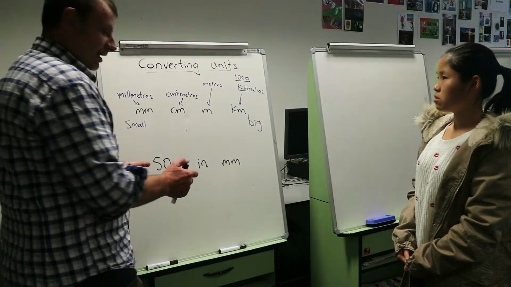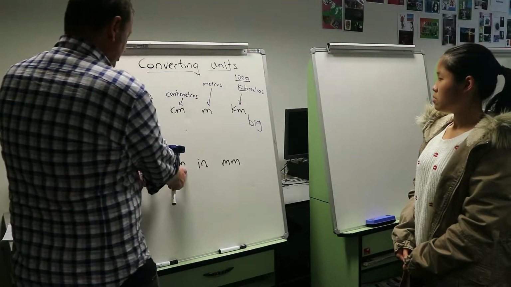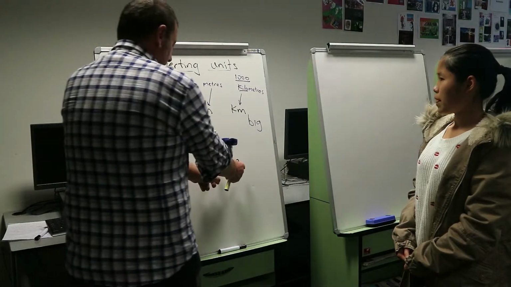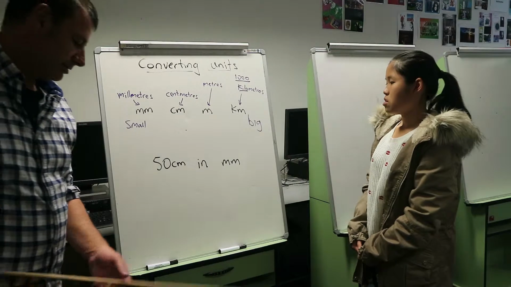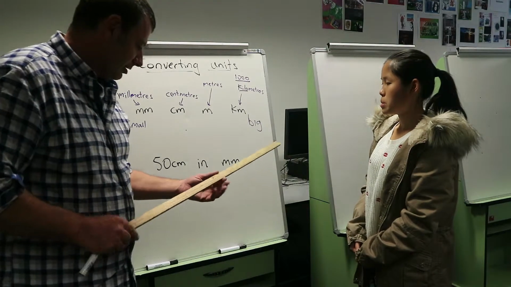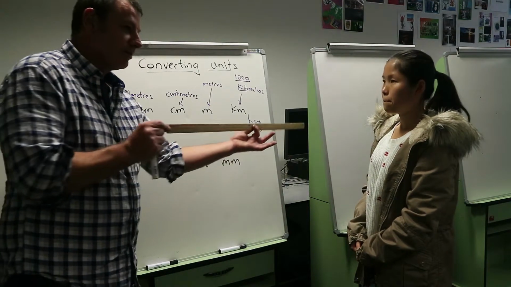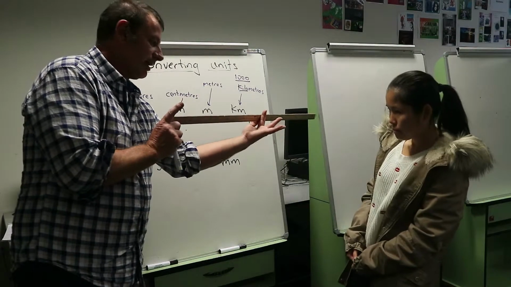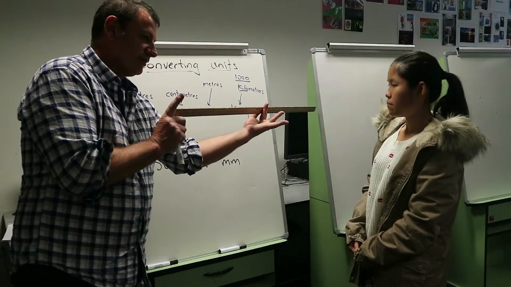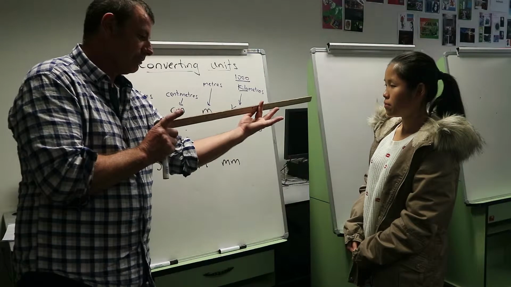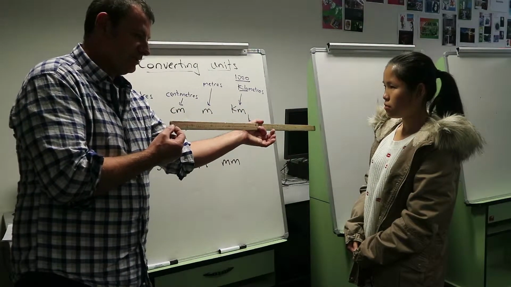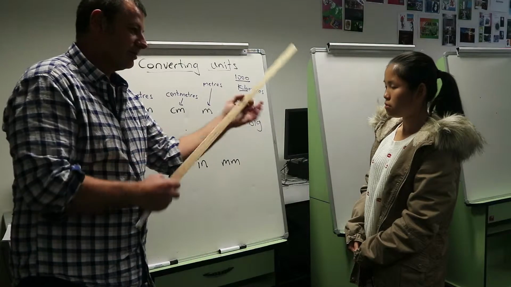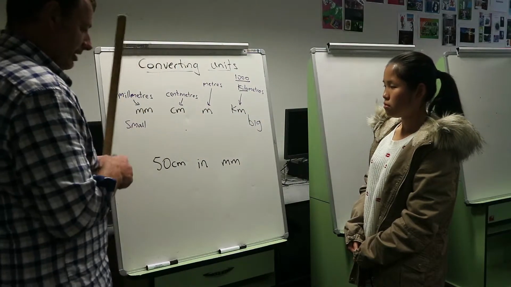If I want to take 50 centimetres and find out how much that is in millimetres, let's look on the ruler again. Here's 50 centimetres, it's half a metre. There's 50 centimetres in there. How many millimetres will that be? Each one of those 50 is 10 millimetres. So we need to multiply by 10.